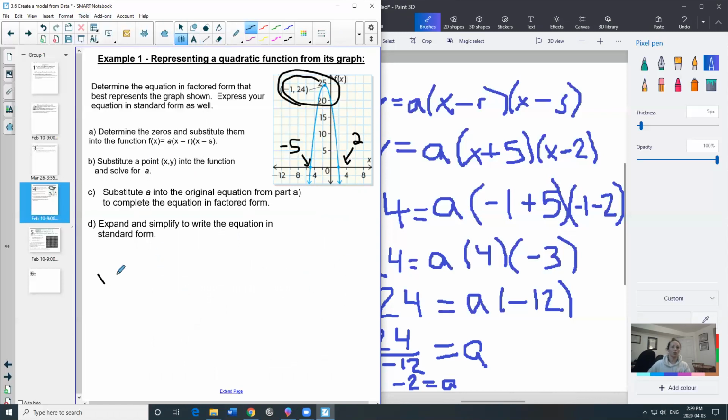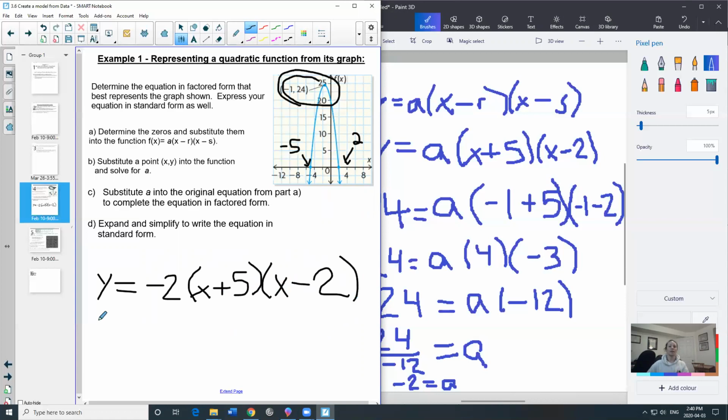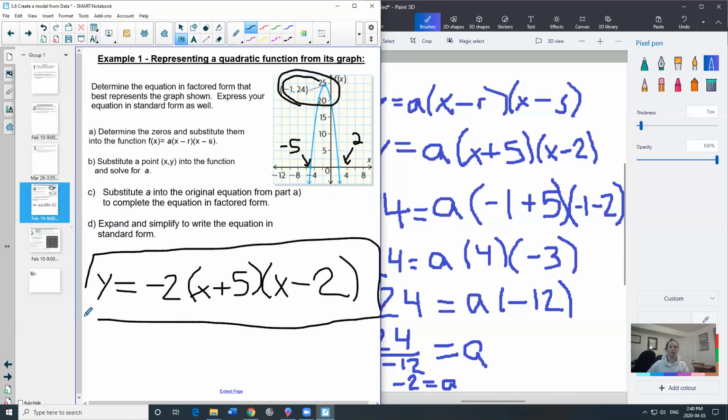Okay, so I've got y equals, remember, we're trying to write our equation. We're going to start in factored form. I just found my A value to be -2, so A equals -2. Now I should have x minus r, x minus s, but my r and my s values were supposed to be -5 and +2. Remember over here when I plugged them in, when you subtract a negative number, it becomes a positive. So x plus 5 and x minus 2. And there is our equation in factored form.